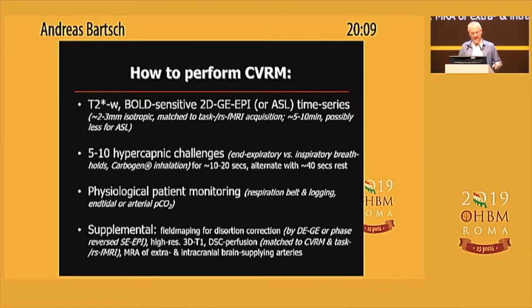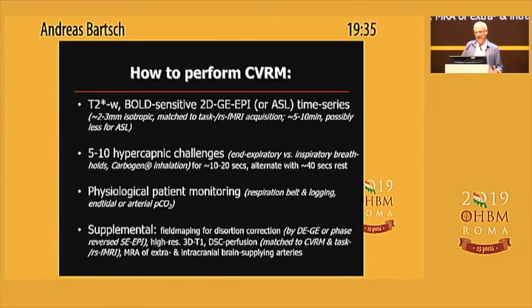So how to perform it? Essentially, there are two ways. You can run a BOLD sequence or an ASL sequence, or you can run a sequence that is able to give you both. I would recommend to run it at 2 or 3 millimeter isotropic, matched to your task or resting state fMRI acquisition. If you repeat hypercapnic challenges, you normally need 5 to 10 minutes acquisition time.